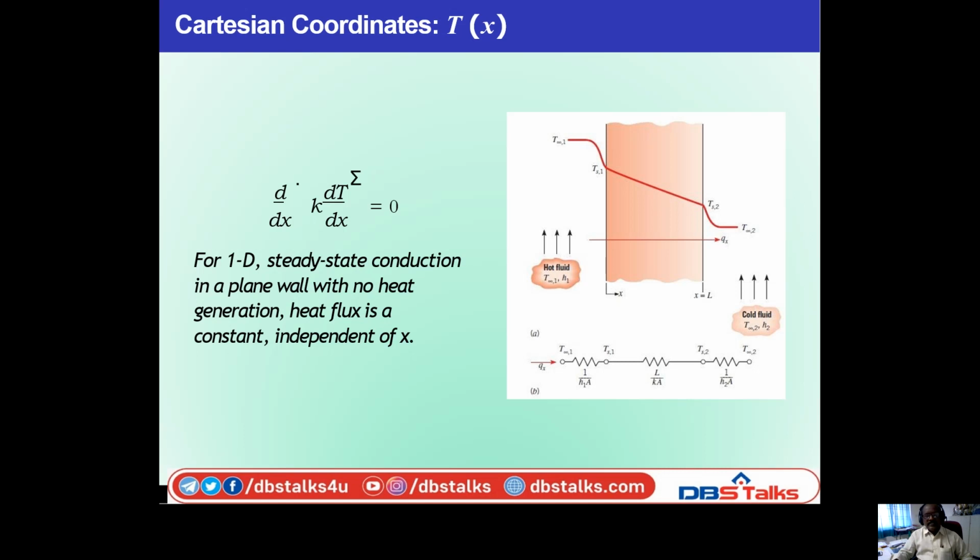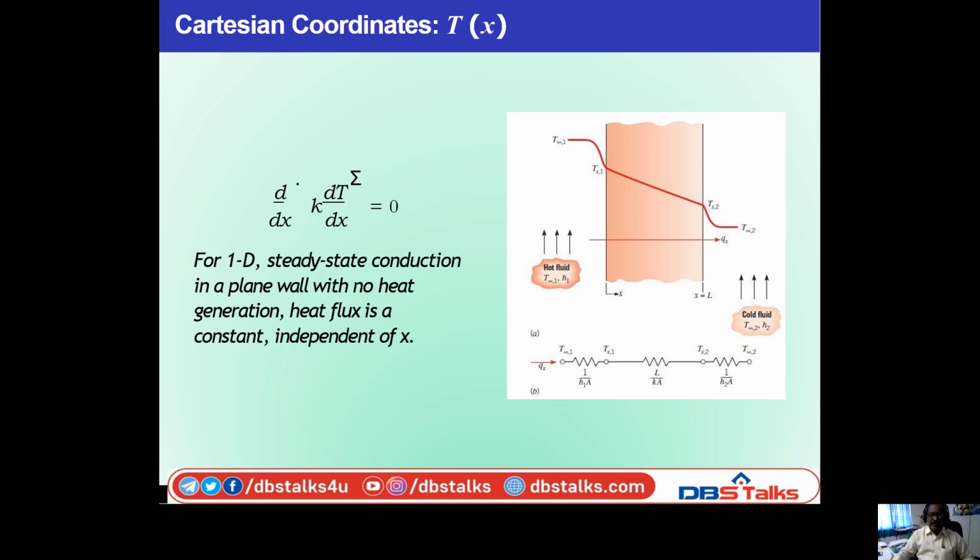So there is a heat transfer. Here the temperature is T1 and here the temperature is T2. T2 is less than T1. Why? Because there will be some thermal resistance, some resistance against the flow of heat transfer. But the rate of heat transfer is equal throughout. That we will see.